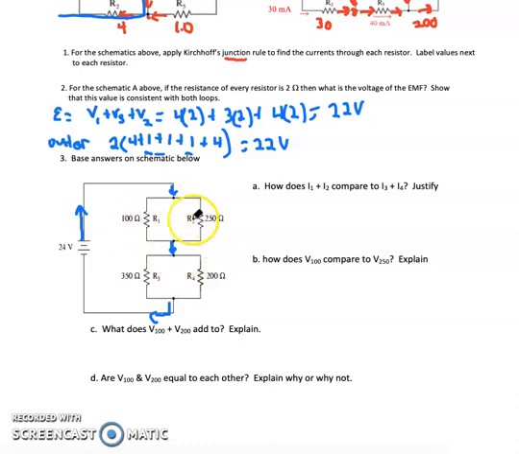These two are in parallel with each other. You can literally see that. But this whole thing, this block, is in series with this. Okay, so it asks, how does the sum of the currents in I1 and I2 compare to the sum of the currents in I3 and I4?